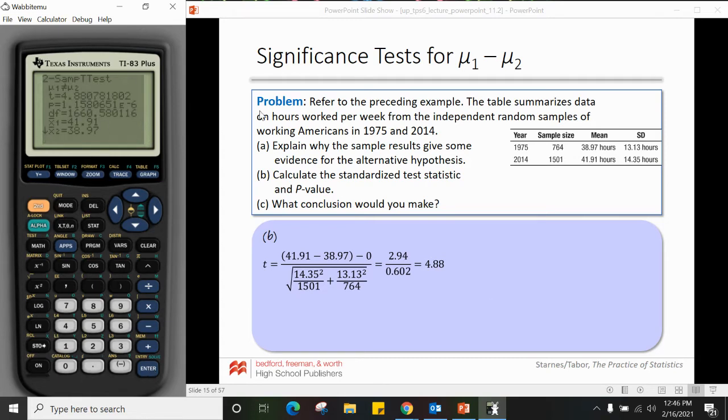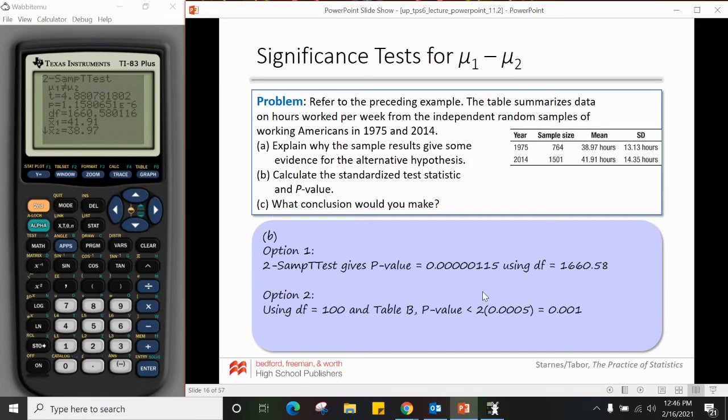So we see right here our t is the same, 4.88, and our p-value. There's a lot of zeros there, right? So it's 1.15 e to the negative 6. So same answer there. And as you can see here, your degrees of freedom is 1,660. That's because the calculator is using a formula to find it.